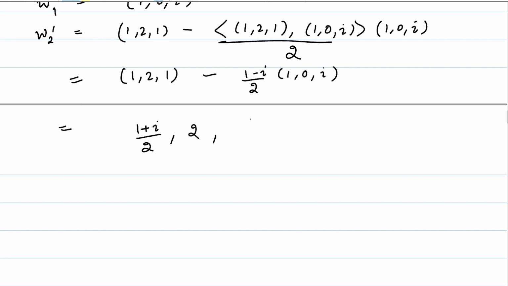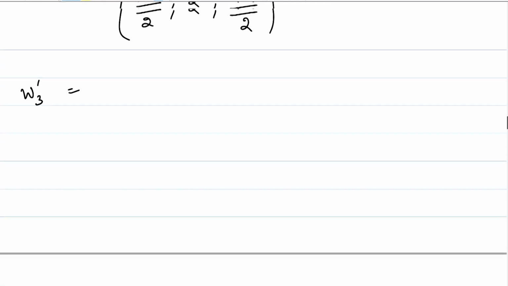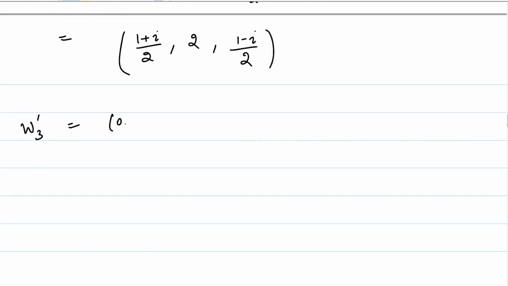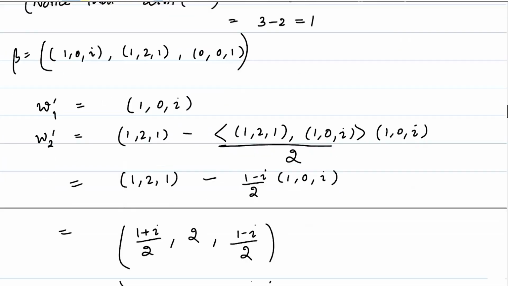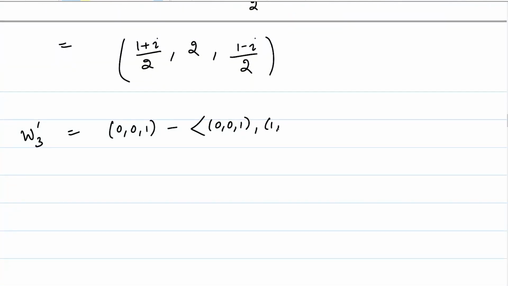And how about the last one? 1 minus i by 2 times i. So this is just going to be equal to 2 minus 1 minus 1, which is going to be (1 minus i)/2. Should check that this is indeed correct. And what about W3 prime? W3 prime is what we are interested in. W3 prime will just be equal to (0, 0, 1) minus the inner product of (0, 0, 1) with (1, 0, i) by 2 times (1, 0, i).